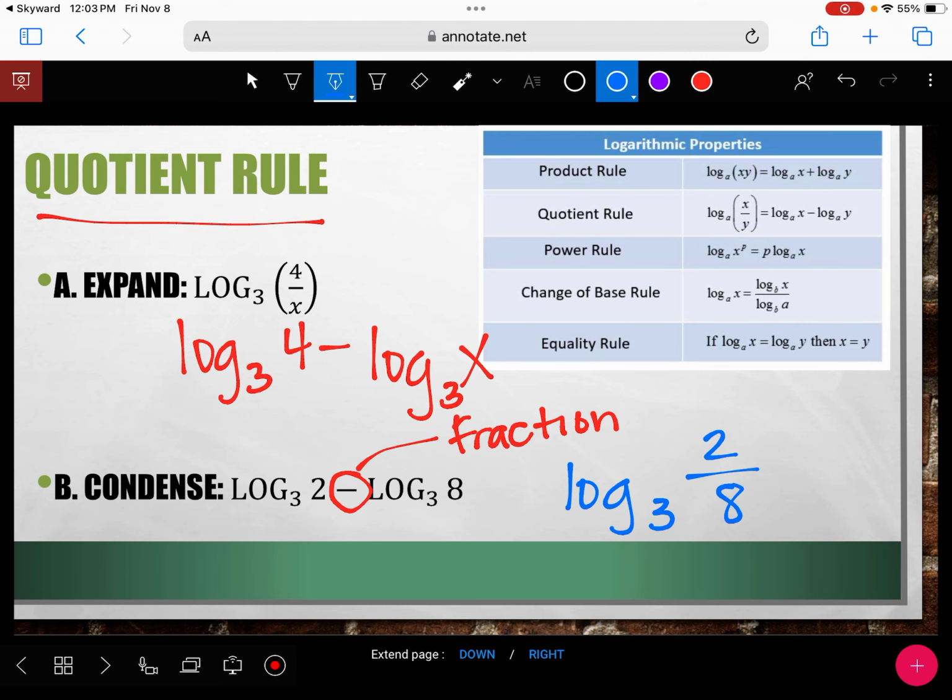Yes. So if we have, like for the condensed ones, if we have a log of 2 and the log of 3, what would we do? Oh, they have to be the same base.